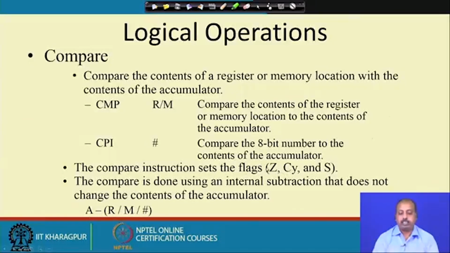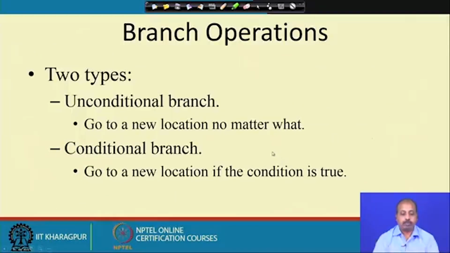If the result is 0, then the zero flag will be set, that is, if these two values are the same. If a carry is generated, that means if this R or M is larger, then the carry flag will be set. And the sign flag will be positive or negative depending on the result. So, it will do that.